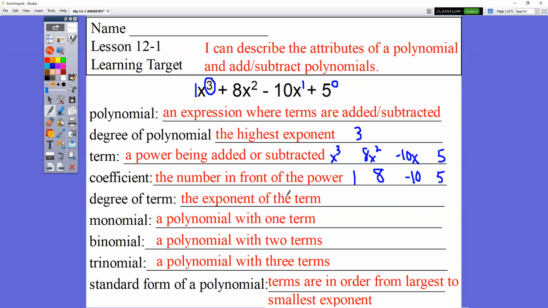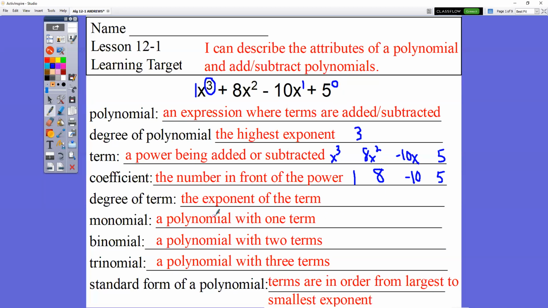The degree of the term. The degree of the term is the exponent of the term. So the degree of the polynomial altogether was 3. That was our highest exponent. But each of these individual terms has a degree as well. This is degree 3 because it's the third power. This is degree 2 because it's the second power. This is degree 1 because it's the first power. This is degree 0 because it's to the 0 power.